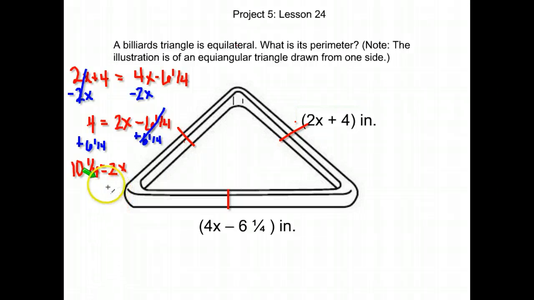Next, we need to divide both sides by 2. Okay, divide by 2, divide by 2. So our answer is going to be whatever 10 1/4 divided by 2 is equal to. Now, this is going to bring us into how do we divide with fractions. Well, first things first, this number 10 1/4 needs to be written as an improper fraction. So we convert it back.